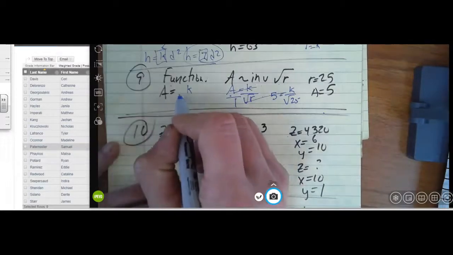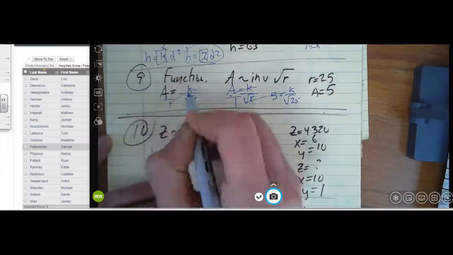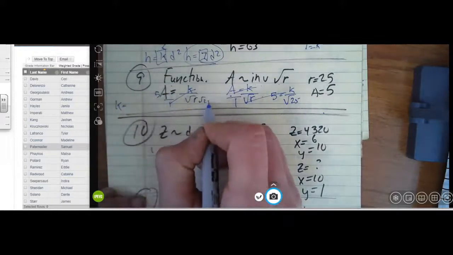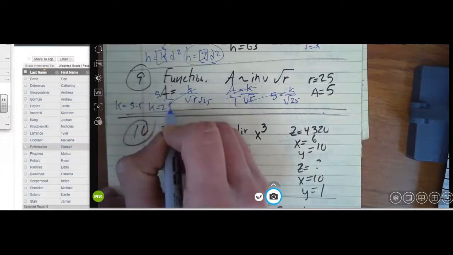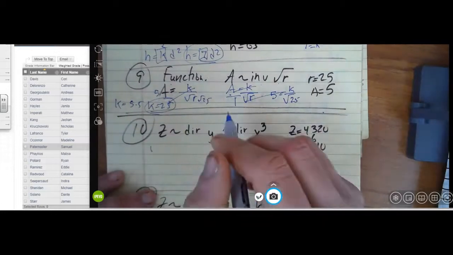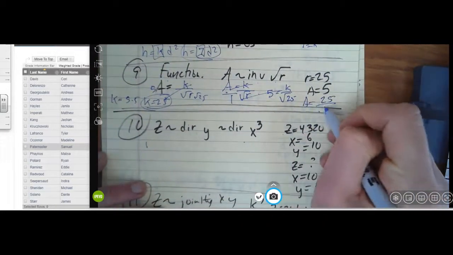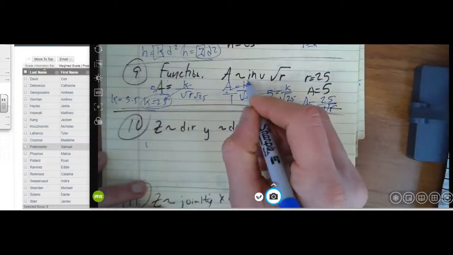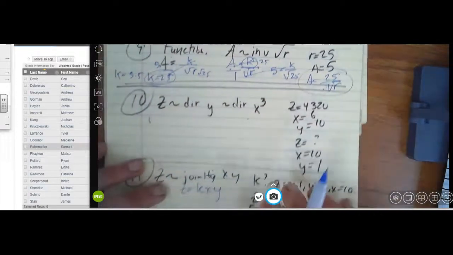So we're going to have a is equal to k over root r. So we have k is equal to, now this was 5 and this was root 25, so k is equal to 5 times 5, so k equals 25. So then we use 25 and we write, I think they want a function, so it's simply going to be a is equal to 25 over root r. So what we're doing here is we're just replacing this with 25. That's all we're doing. So that's the equation that we want.